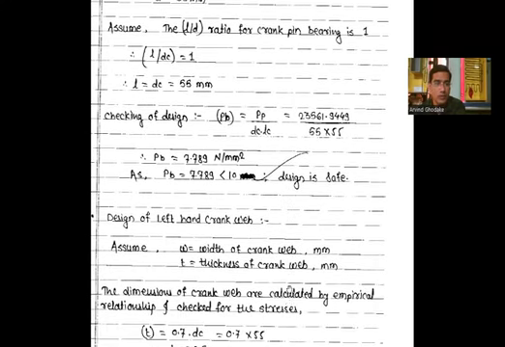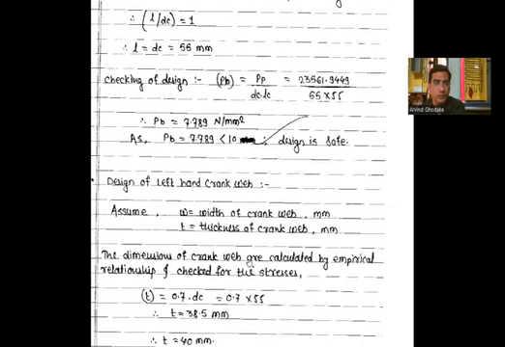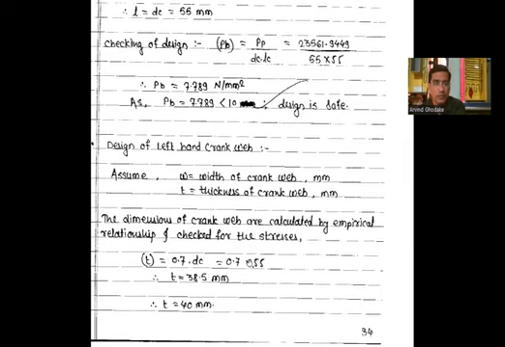Then the next point is the design of the left hand crank web. Assume that W is the width of the crank web in mm, and T is the thickness of the crank web in mm. The dimensions of the crank web are calculated by empirical relation, and then we check the stresses. T is equal to 0.7 DC, where DC is the diameter of the crank pin. Therefore, the thickness of the web T is equal to 38.5 mm, which will be 40 mm as a round figure.